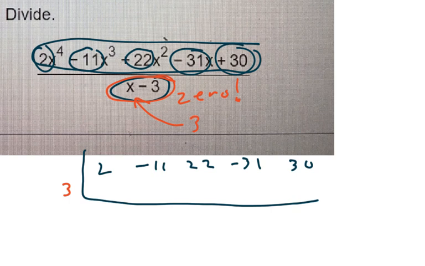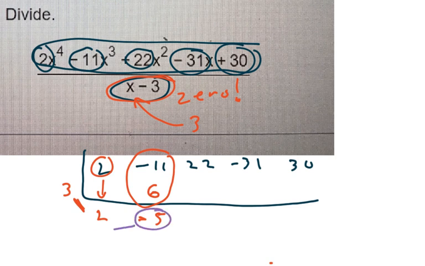So that being said, I'm going to bring down the 2. It's that simple. Whatever is the first number, guys, you bring it down. Now what we're going to do is multiply here. What's 3 times 2? 6. We bring it up to our next slot. We're now going to add these together. What is 6 minus 11? That's negative 5. Again, I'm going to take this negative 5 times it with the 3. That's negative 15. Bring it up to the next slot.